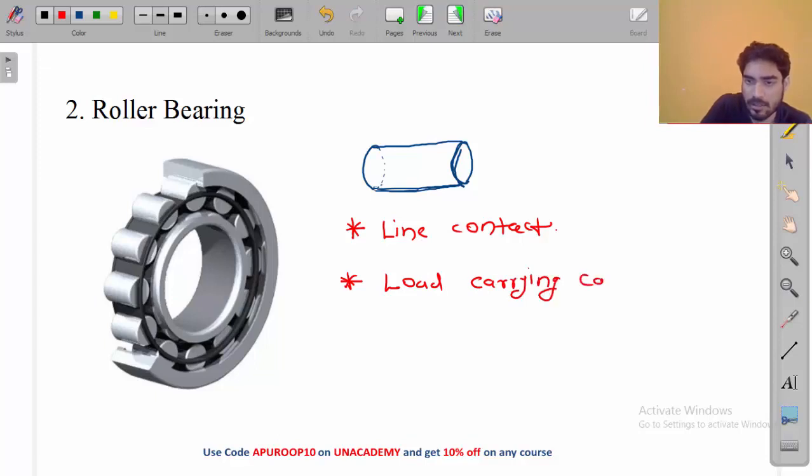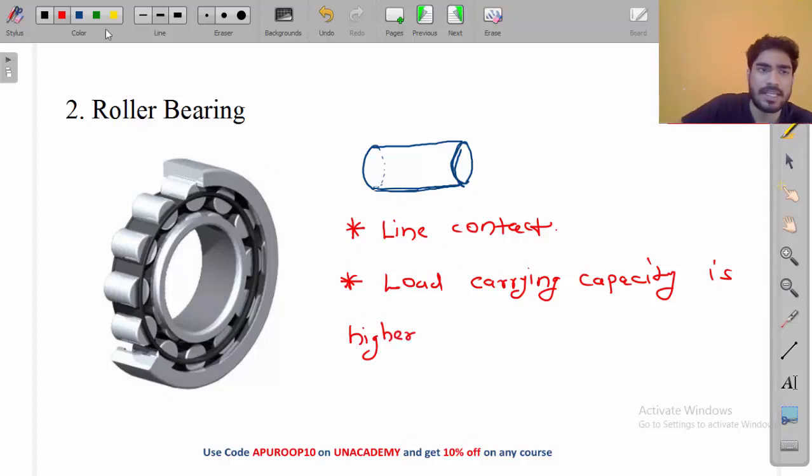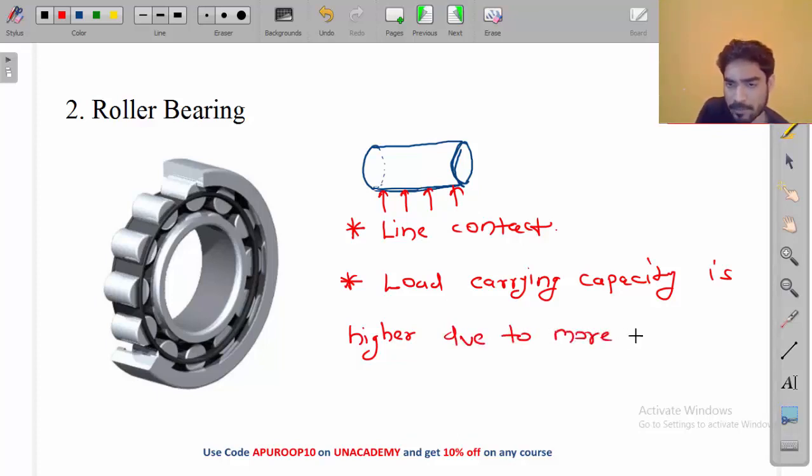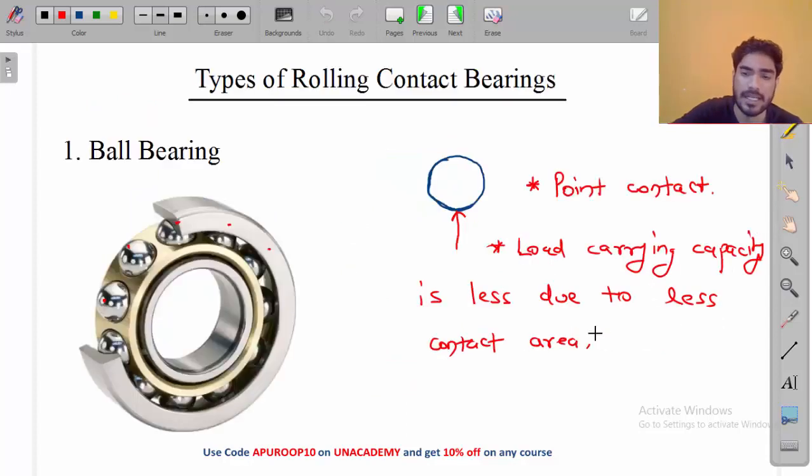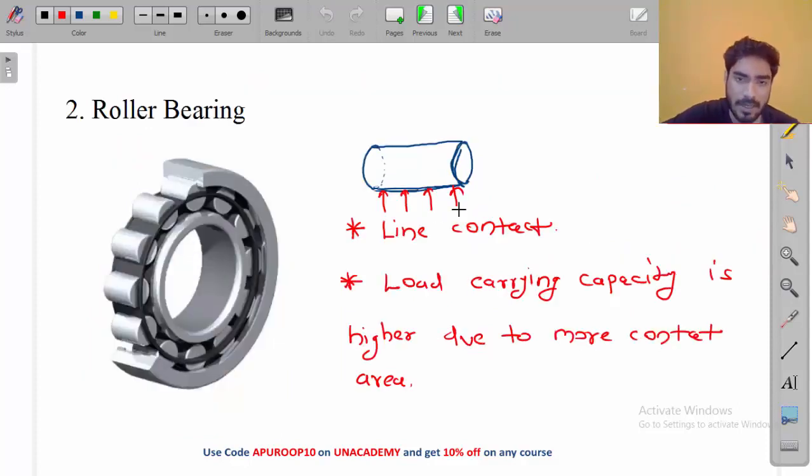Load carrying capacity is higher than the ball bearing. Why? Because the contact area is more. Here there is line contact, so the contact area is more, and its load carrying capacity is higher. Here there is less contact area, so load carrying capacity is less. Do you understand this much?